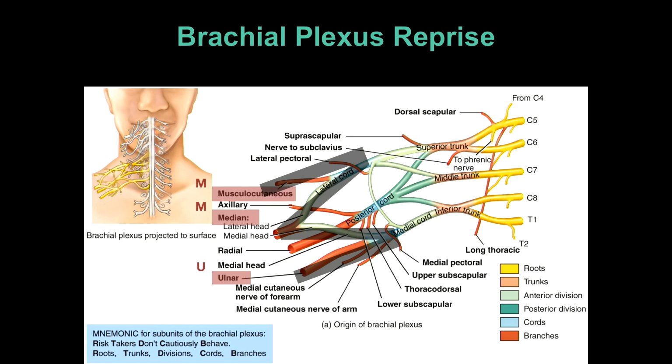Musculocutaneous, median, ulnar. Find the M, MMU, musculocutaneous, median, ulnar. Easy. The only thing left, the posterior cord sits below, beneath it all, with the radial nerve projecting. So our main terminal branches coming off of the cords are like this, MMU with the radial beneath everything.